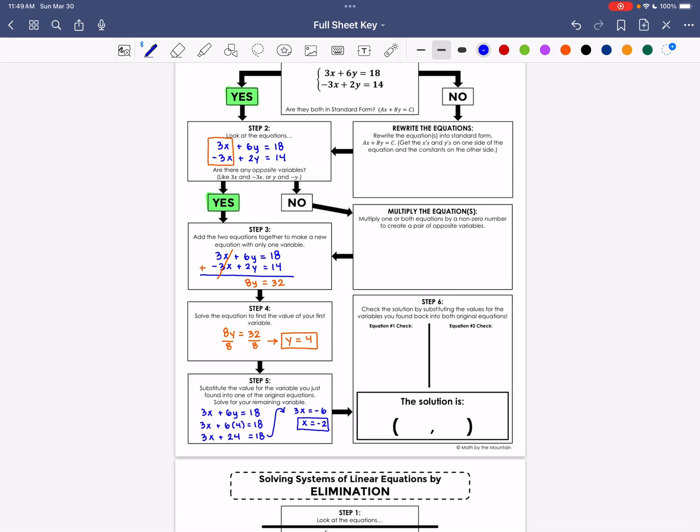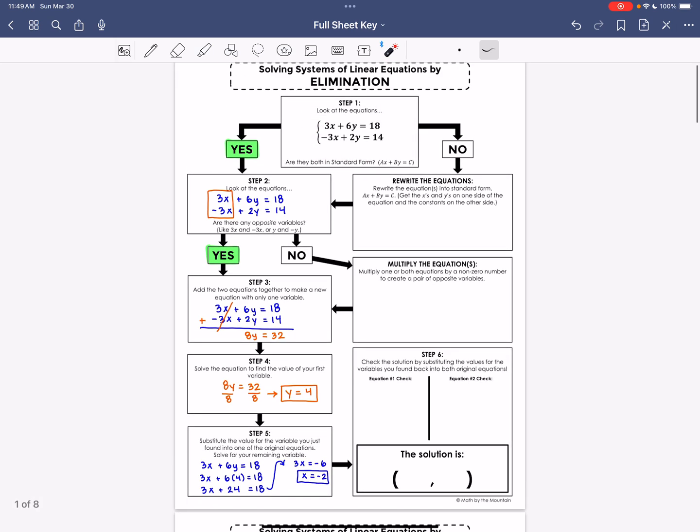All right, so zooming out on our work, we had opposite variables ready to go. So we were able to add our equations together, which eliminated the x, and it gave us one single equation with one variable, which we were able to figure out y was 4. Then we picked our favorite equation from the original system, and we substituted 4 in for y, which allowed us to find x was negative 2. Now we did do a decent amount of work, so it's possible that we could have made mistakes.